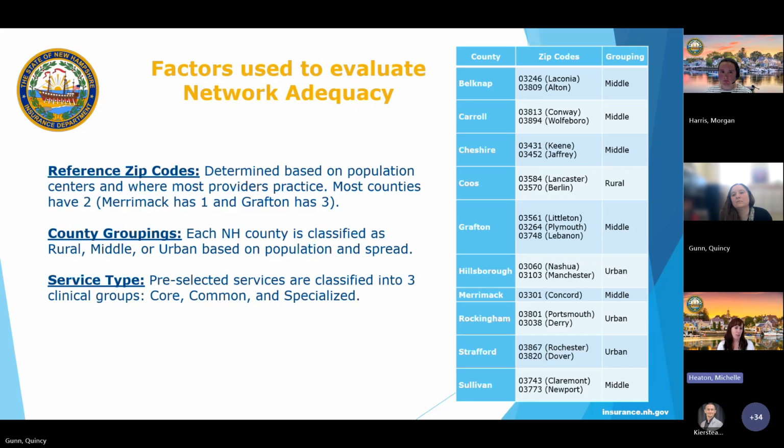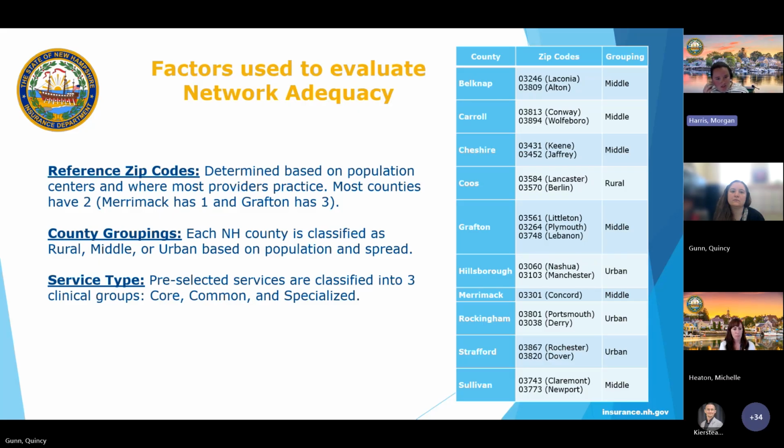It also corresponds to where you have some of those population centers and where you're going to have hospitals and other medical resources. If you're familiar with Grafton, in the middle of Grafton there's a mountain range going through it and it's very rural. So it would be unlikely you would be able to meet some of those time and distance standards from the middle of Grafton.